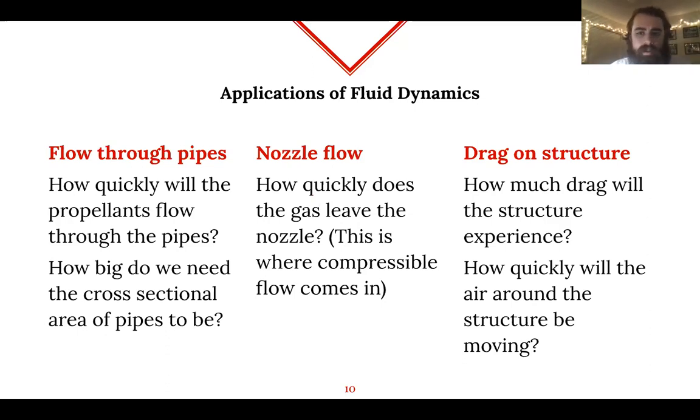And then finally, another big example is drag on a structure. We all know if you're driving a car and you put your hand out the window and make it perpendicular to the direction your car is going, your hand's getting blasted with all that air. But if you turn it and it's going parallel with the car, it decreases the amount of drag. So that's another very big example.